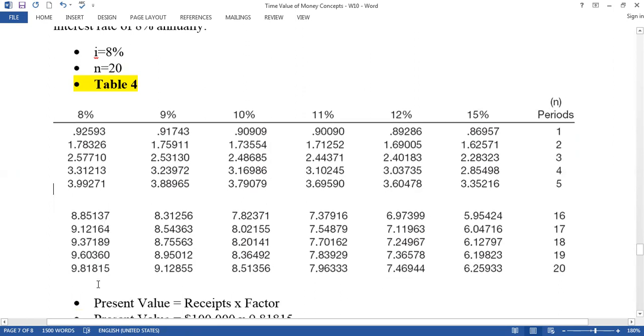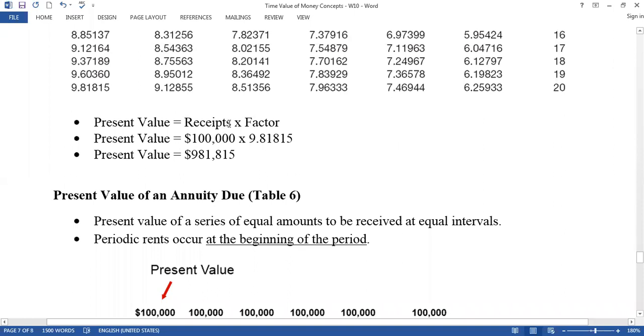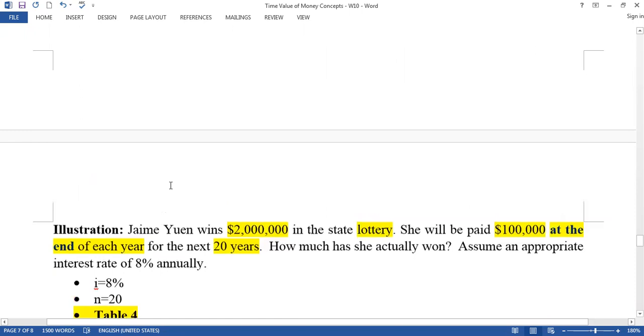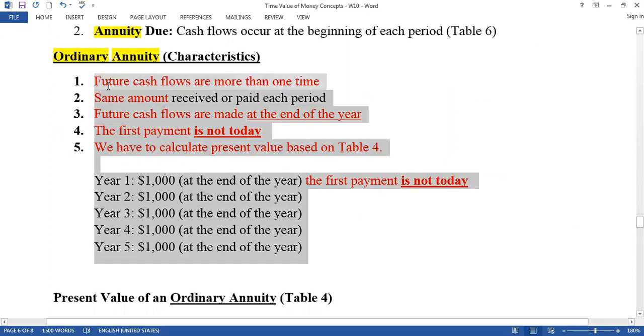Now this is the formula: present value equals your installment times the factor. Installment is $100,000, and you are looking for this number from the table, and the present value is this amount. So this is the present value of an ordinary annuity. Then have a look at the present value of an annuity due.